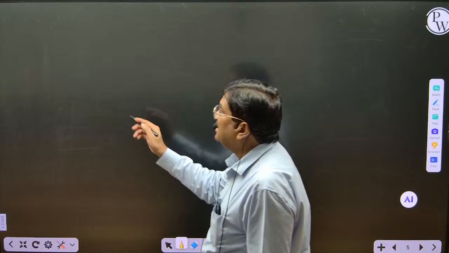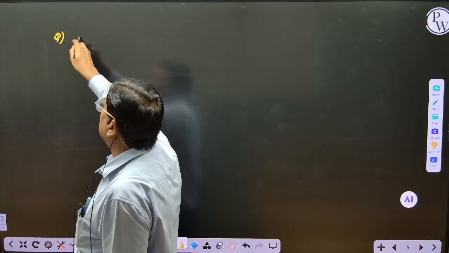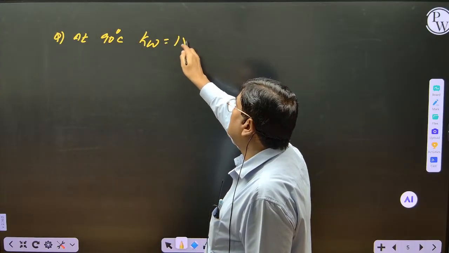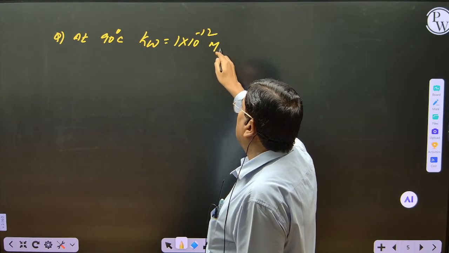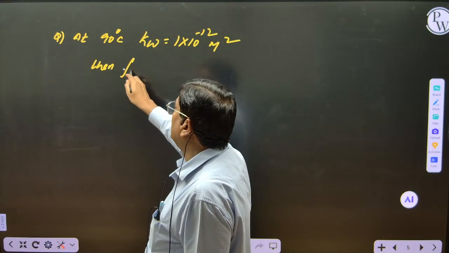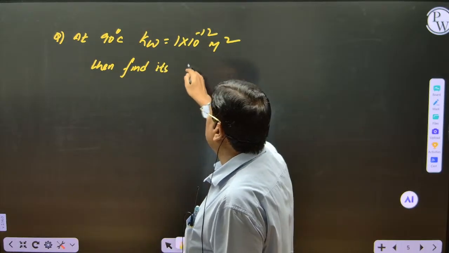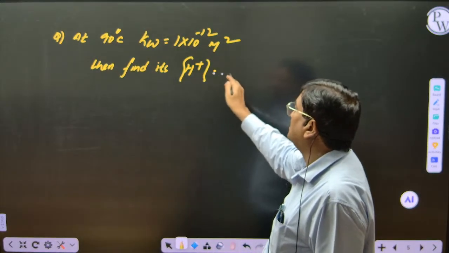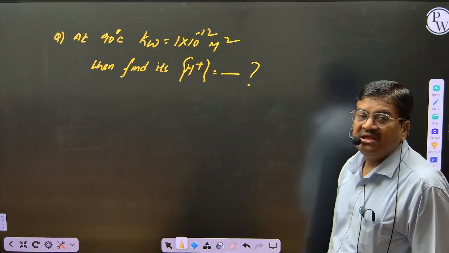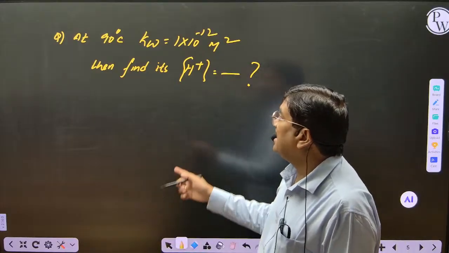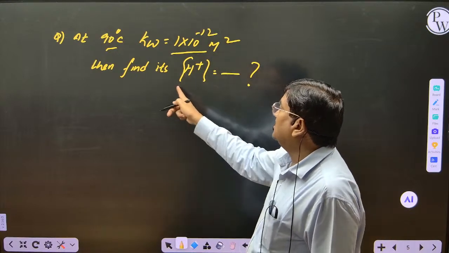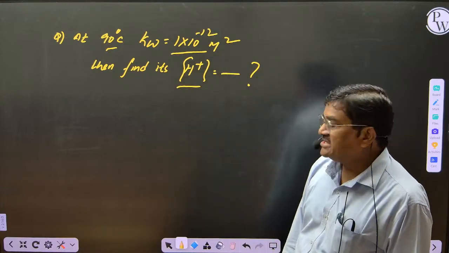This question you write: at 90 degrees Celsius, the Kw value is 1 into 10 power minus 12 mole square per liter square. Then find its H plus ion concentration. Find its hydronium ion concentration. In exams, questions related to Kw ask the concept of Kw. See, at 90 degrees Celsius, the Kw value given to you is 1 into 10 power minus 12, and you have to find out the concentration of H plus ion.